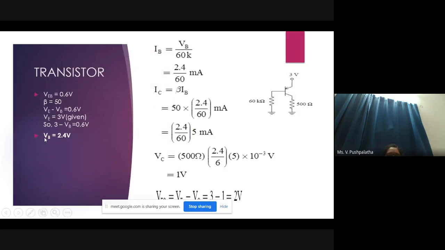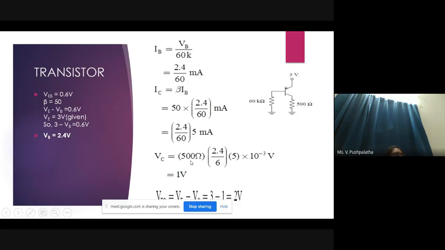So first we need to find out the VE value. We know it is actually 3 volt, right? So we need to find out VC. VC equals what? You need to equate with Ohm's law, V is equal to I into R. I am finding the collector voltage, so obviously I need to go for the collector current. IC equals beta times IB. How will you find out IB? IB is equal to VB over RB. So IC equals beta times IB. Just substitute this IC value in VC equals IC into RC.